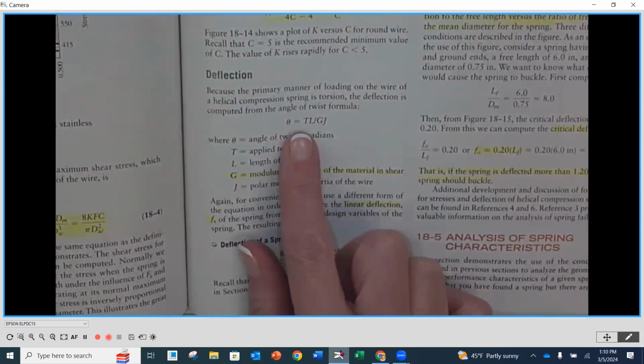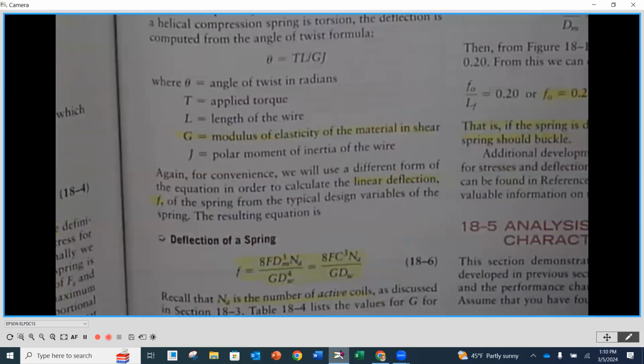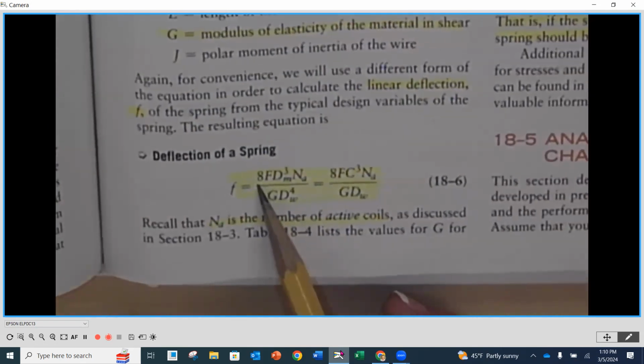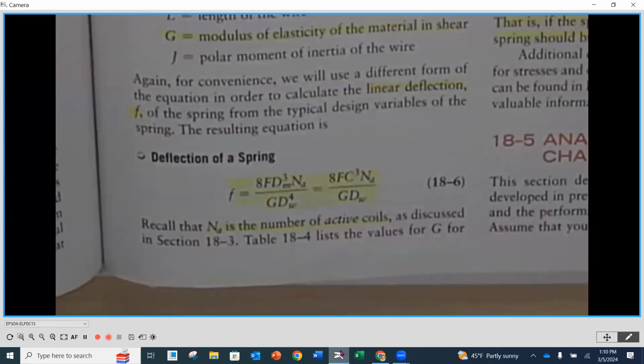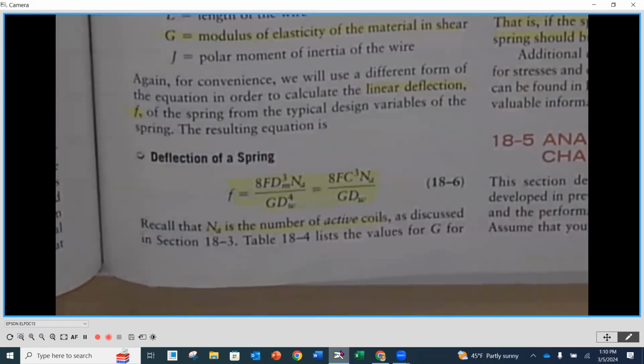So angular deflection is right here. And then linear deflection is going to be down here. Now, a couple new variables. We'll zoom in here. 8 is just a factor again. F is going to be the corresponding force to whatever your operating length is. If it's at the operating length, it's going to be FO. If it's at the installation length, it's going to be FI. If it's at the solid length, it's going to be FS.